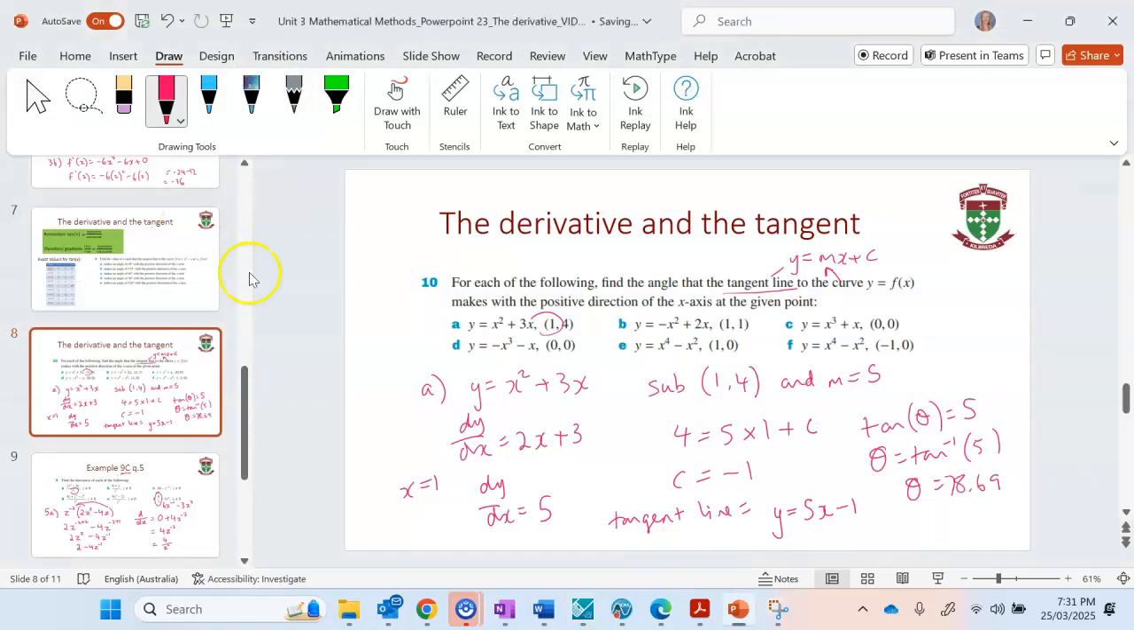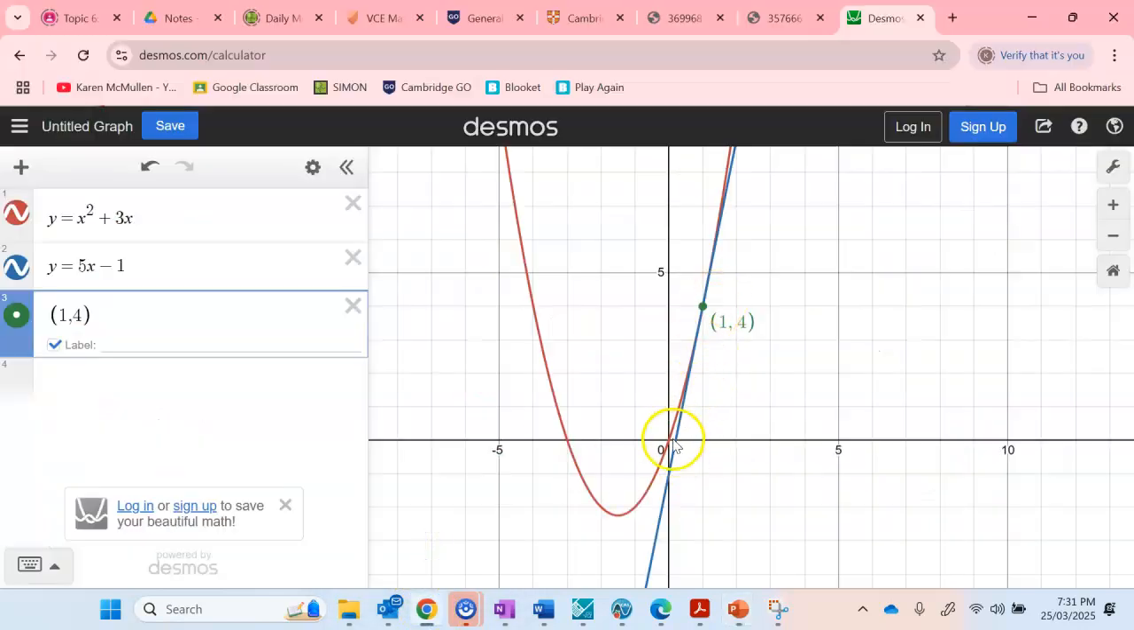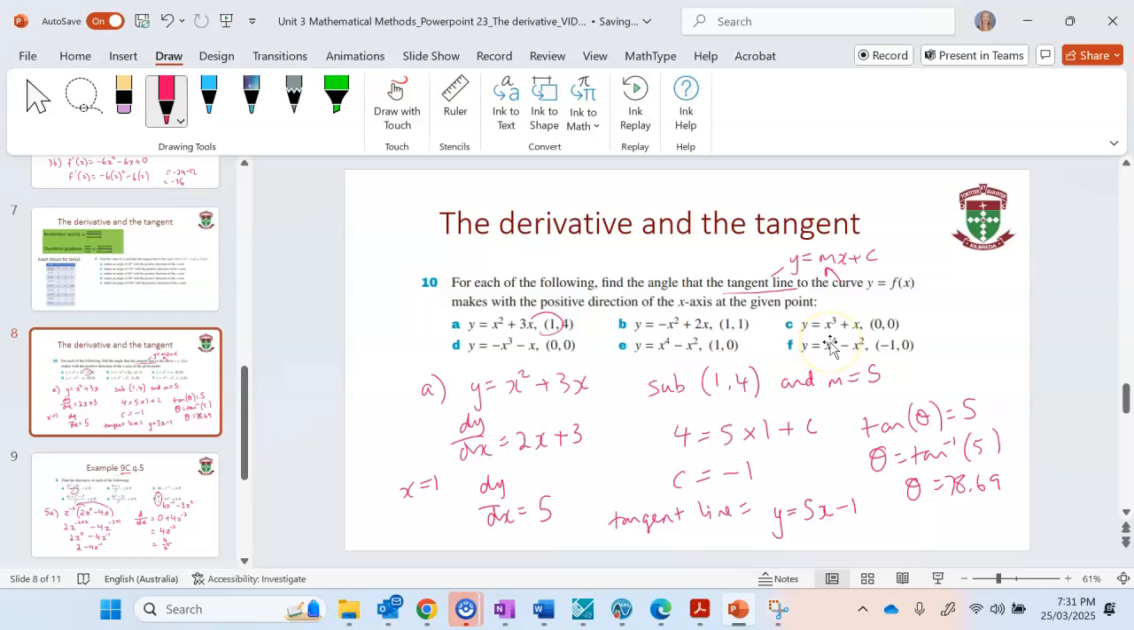And when we looked at the diagram on Desmos, we can see it is quite steep. We've got a right angle there, so it's quite steep. We would expect it to be around 78.69 degrees.